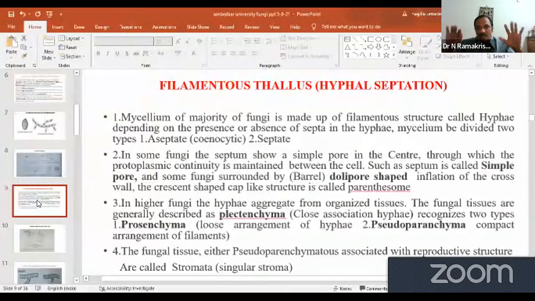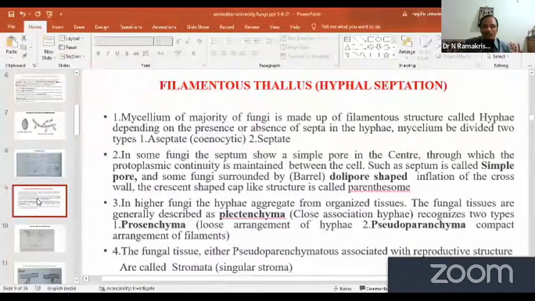Filamentous structures, because that is in plectenchyma. Next, these plectenchyma are recognized in two types: one is prosenchyma, the second one is pseudoparenchyma. Sir, what is the meaning of prosenchyma? In the thallus vegetative structures, the loose arrangement of hyphae, we call that prosenchyma. The second one, the compact arrangement of filaments, we call pseudoparenchyma.